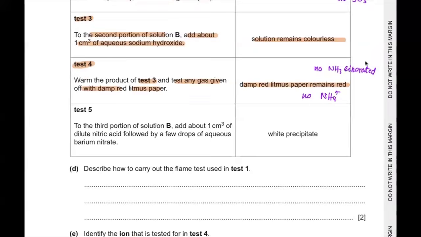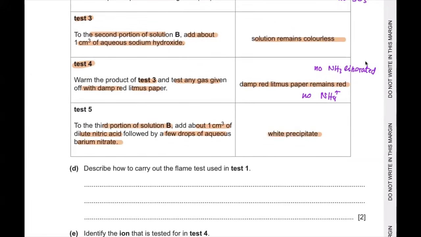Now, to the third portion of solution B, add 1 centimeter cube of dilute nitric acid followed by a few drops of barium nitrate. White precipitate. So that was the test for sulfate ions. So we got to know that sulfate ions are present.